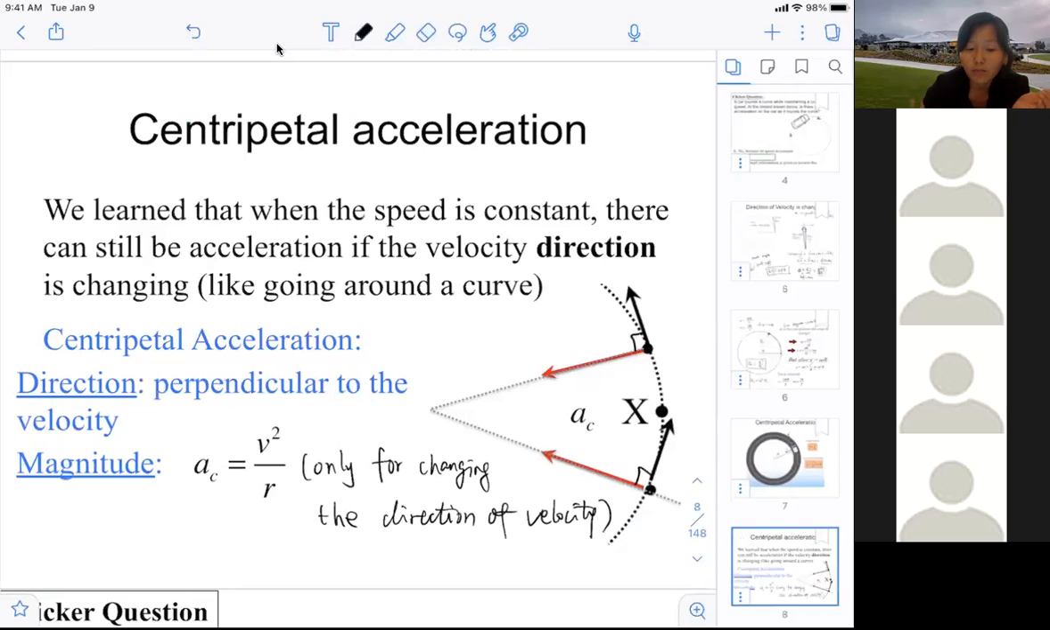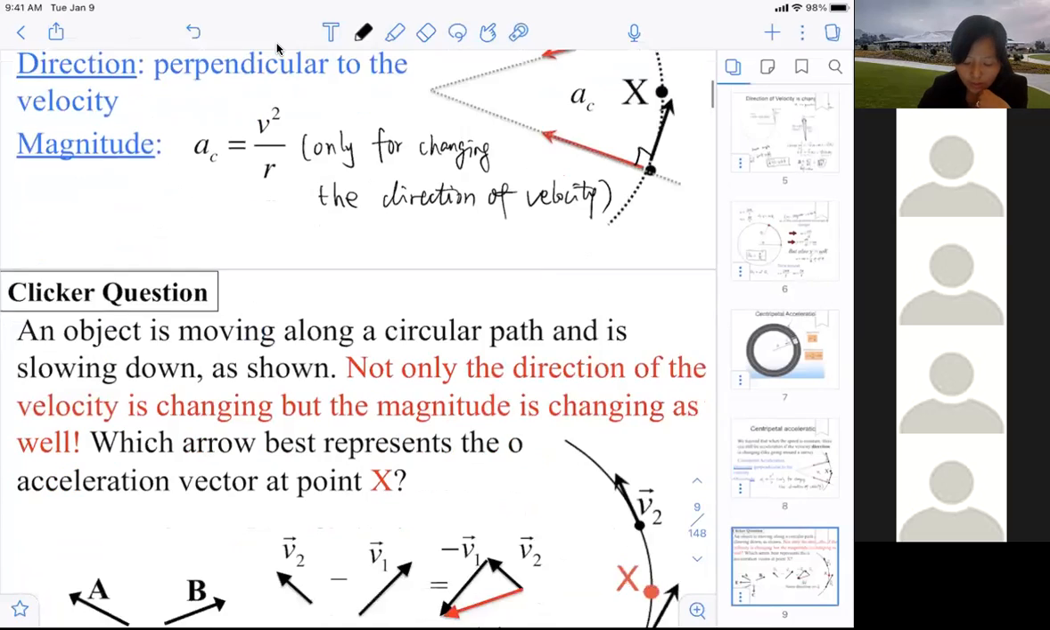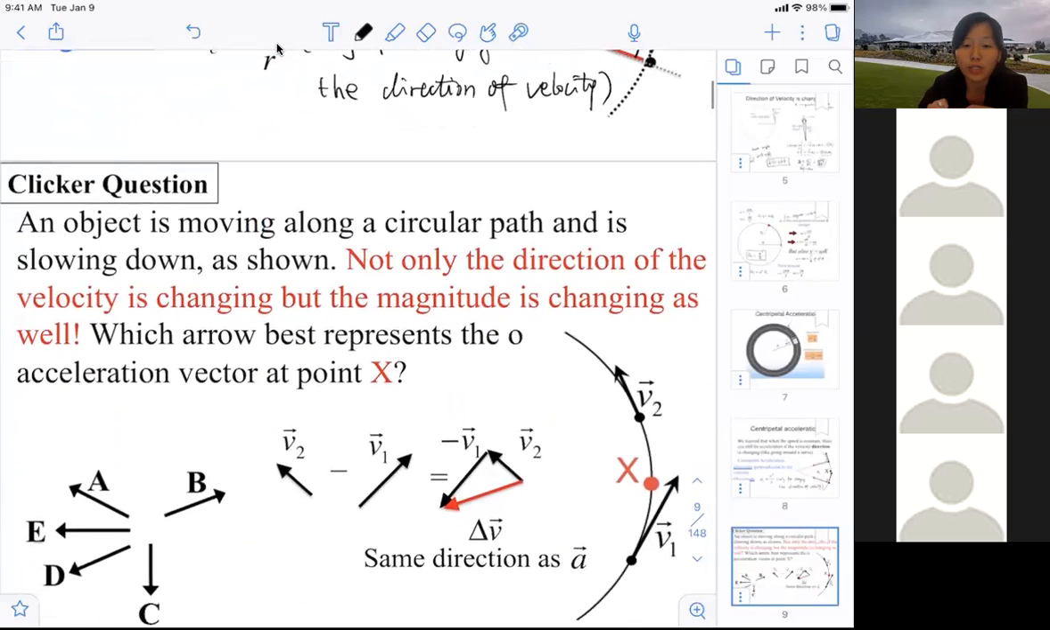Because if you want to make something speed up or slow down, you have to give an acceleration either in the direction of the velocity or opposite of the direction of your velocity. This acceleration is in neither of those directions. It's perpendicular to the velocity. So all it can do is change the direction of velocity, but not speed it up or slow it down. If you do need to speed up and slow it down, you need another acceleration.